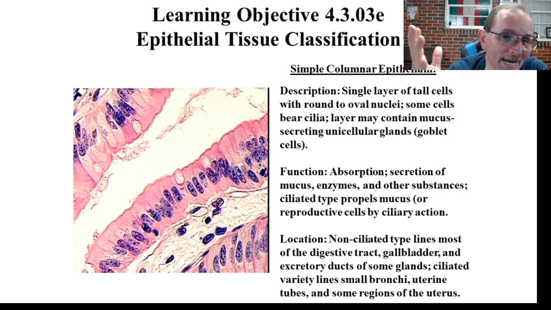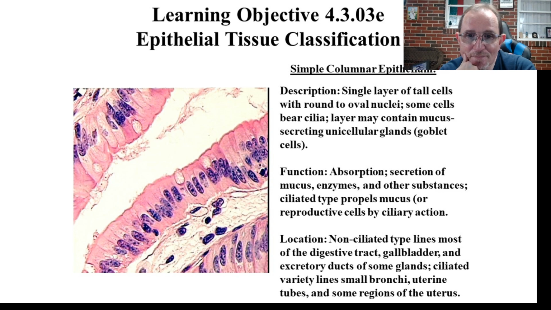So that's pretty straightforward. Some of them may have cilia, and there's also a lot of goblet cells. Goblet cells are shaped like water goblets. Okay, that's why they call them that. But those are mucus cells. They produce mucus and secrete it onto the apical surface, and we do that in our airway. We do that in our GI tract.